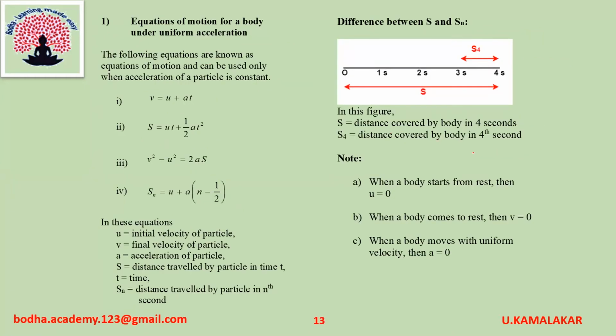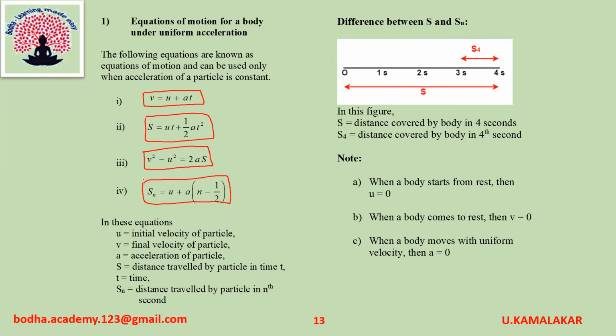Next topic. The following equations are known as equations of motion and can be used only when acceleration of a particle is constant. First one, v = u + at. Second one, s = ut + (1/2)at². Third one, v² - u² = 2as. Fourth one, Sn = u + a(n - 1/2).